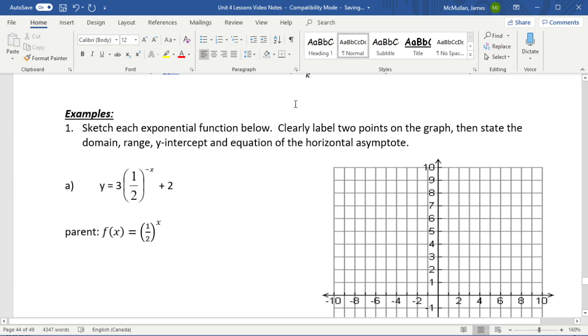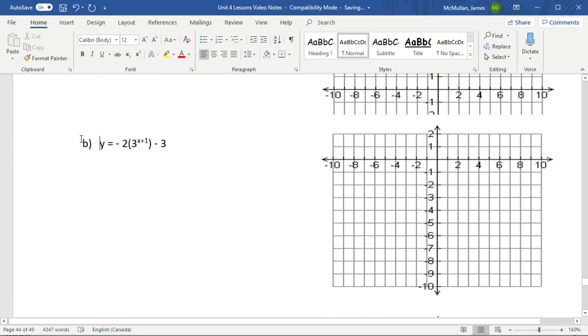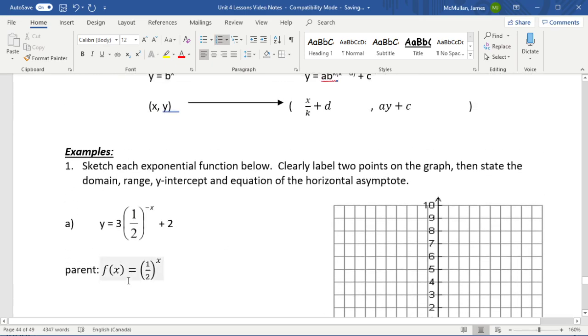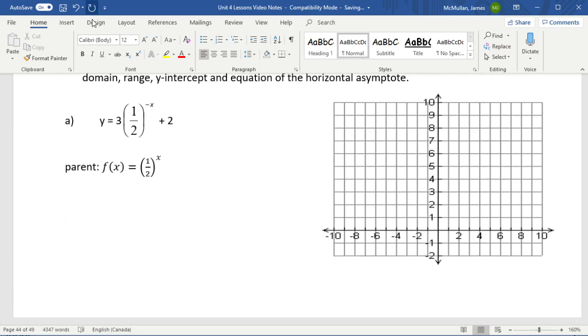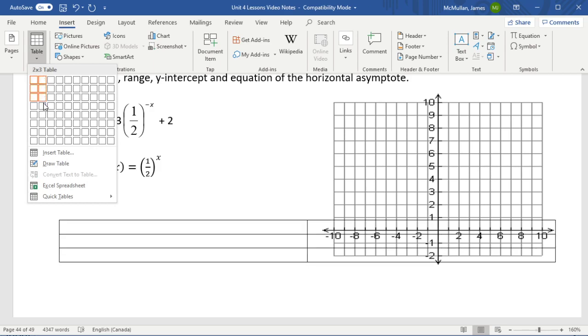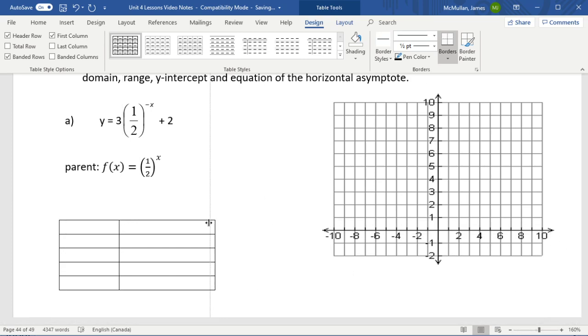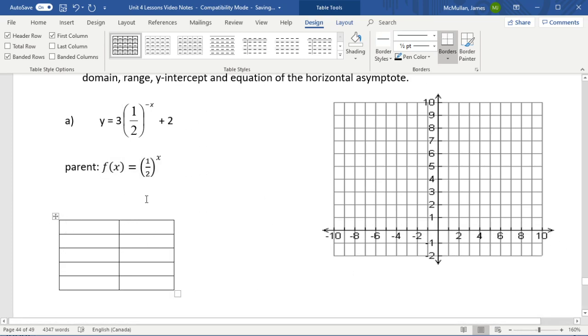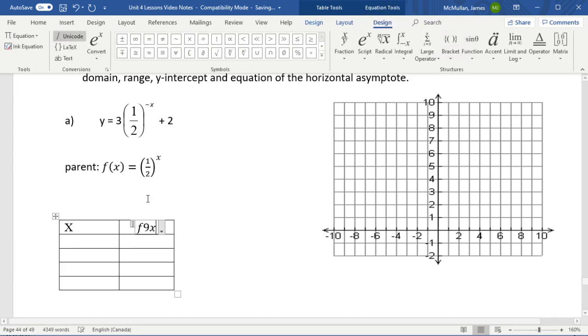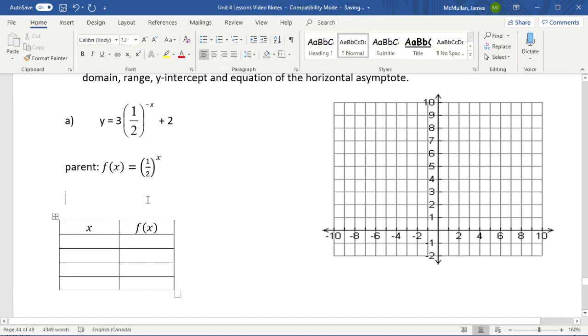Now, when you're making an exponential, one of the things that's a little bit different than doing a regular function is that you can't just memorize all the parent function points, right? Because every parent function is different. So let's say we have x, and here we have f of x.